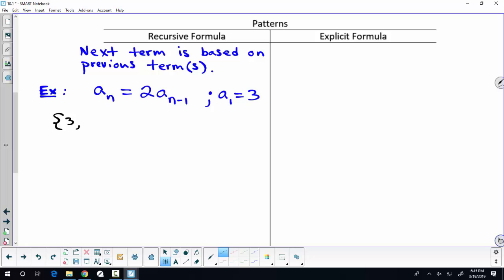So our first term is 3. What would the second term be? Yeah, it's 2 times the previous. So a sub 2 is 2 times a sub 2 minus 1, a sub 1. Some of these, once you see the patterns, you don't really need to think about much. Okay, so that's recursive. Next terms depend on previous term or terms.